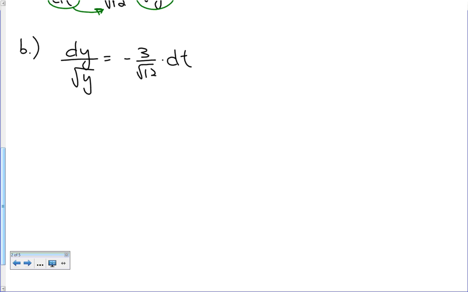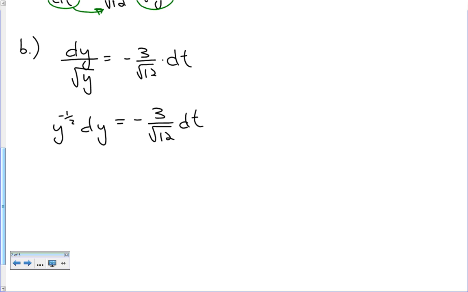So I can rewrite this as y to the negative 1/2 dy. Again, the negative part is the fact that it's in the denominator. The 1/2 is the square root. That's equal to negative 3 over the square root of 12 times dt. All right, so there's our differential equation, and it looks like we are all set to solve it.